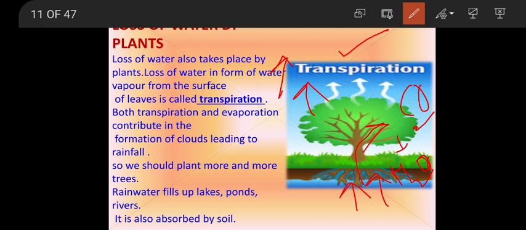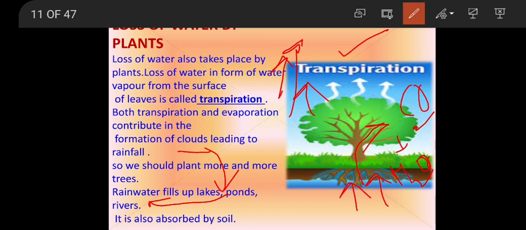Similarly, by transpiration also, water reaches the atmosphere. That's why we say wherever there are plants, trees, jungles, forests, there rain will take place, because this water vapor which goes up into the atmosphere helps in the formation of clouds. Those clouds bring back rain for us.